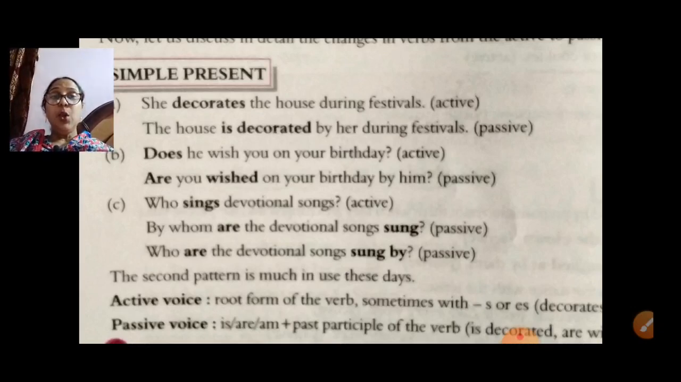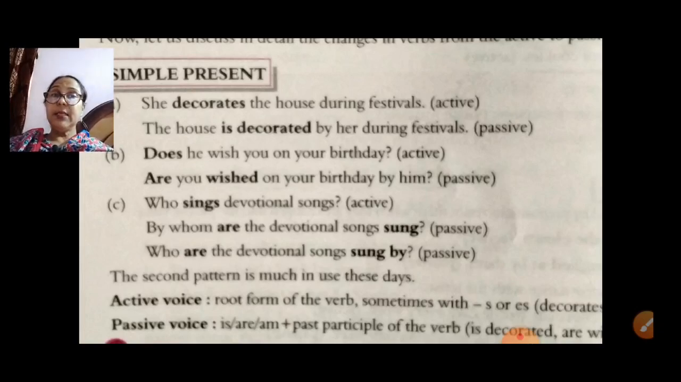Does he wish you on your birthday? This is an interrogative active voice. Now whenever we are making an interrogative sentence in simple present tense in passive voice, always remember is, am, are, the linking verb, will be used. So, are you wished on your birthday by him? It is in the passive voice.